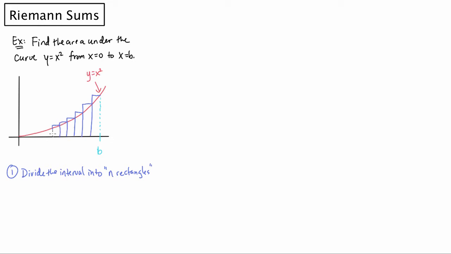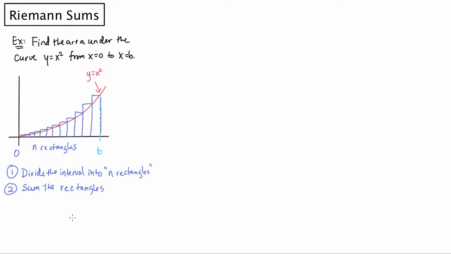And I just keep doing this process over and over again until I have a total of n rectangles. So there are n rectangles on this picture from 0 to b. So x is going from 0 all the way up to b. Okay, so that part's done. Now the second part is I need to sum the rectangles. Okay, now this is going to be a little tougher.